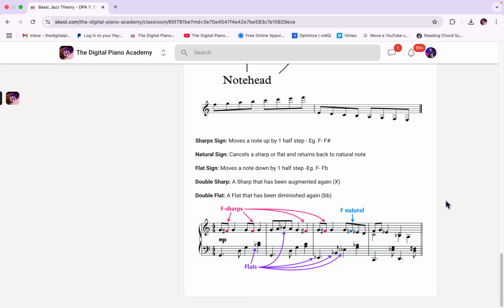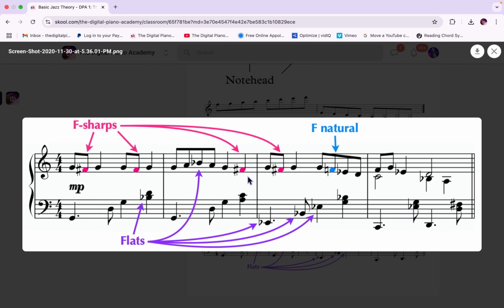And then we have double sharps. So a sharp that has been augmented twice, and the sign for that is an X sign. Some people use an uppercase X or a lowercase x. As long as it's an X, it doesn't really matter. And then you have double flats, a flat that has been diminished again, and the sign for that is two flats. So although it's not here, what you can picture is if this was a double sharp, you would put an X. If this was a double flat, you would put another flat sign.